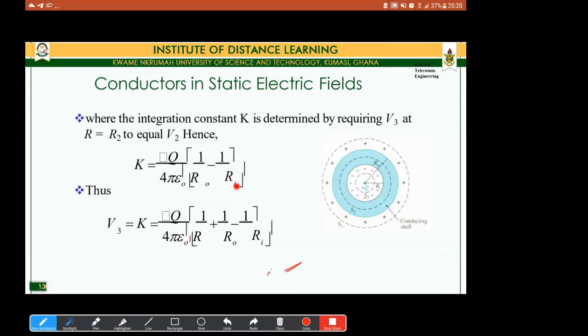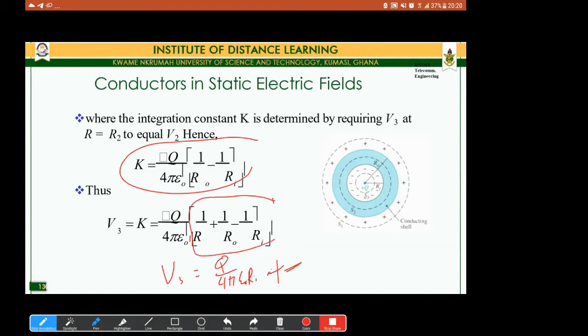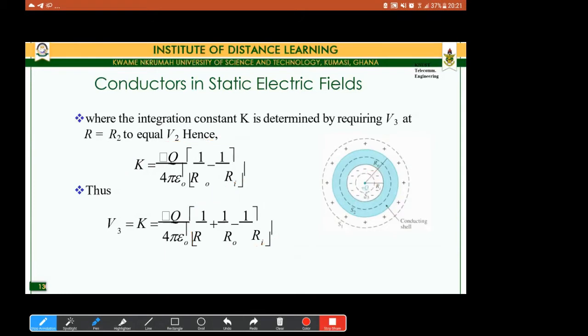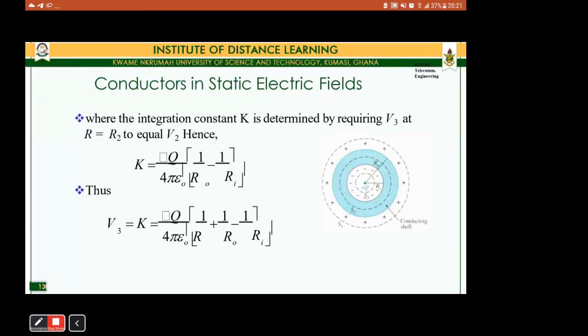And when you add it to the previous answer, then you are going to have V equals Q over 4 pi epsilon naught Ri, okay, then now plus this new constant. And therefore, when you put them all together, you have Q over 4 pi epsilon naught being the same, and then 1 over R plus 1 over R naught minus 1 over Ri. And that will be the potential inside this space, which is the third region. So this illustrates what happens to the conductor as it is in a static electric field.